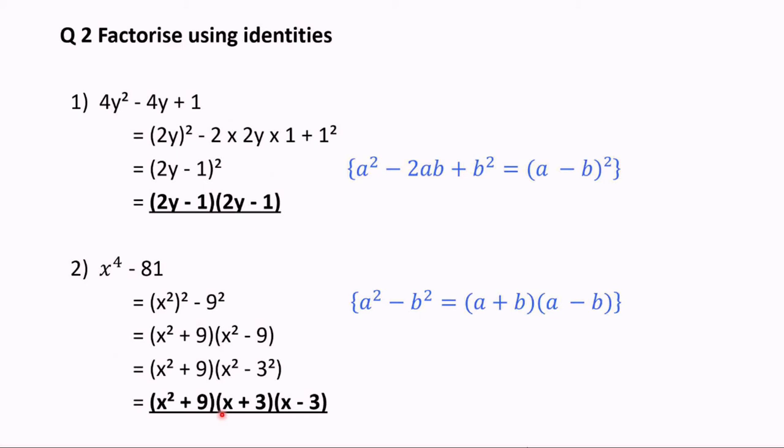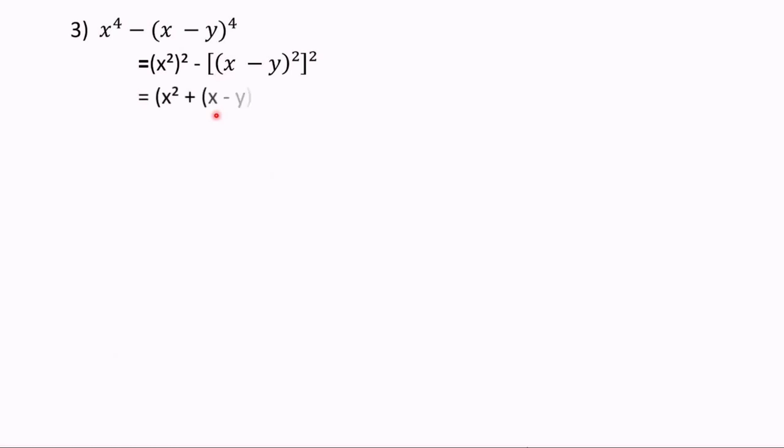In this way also some questions can come. Now, the third part is x raised to 4 minus x minus 5 all raised to 4. This we have studied last year. How to factorize this? Here also it is x square the whole square minus x minus 5 square the whole square. Now we can write a plus b into a minus b. That is x square plus x minus 5 the whole square into x square minus x minus 5 the whole square.